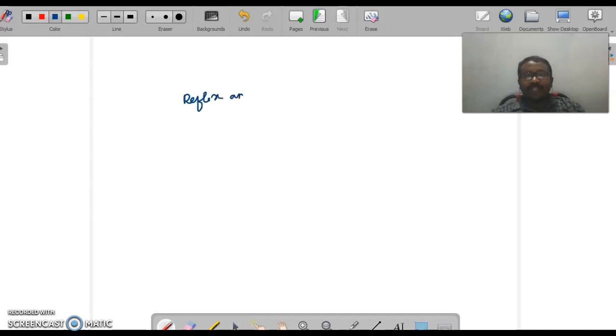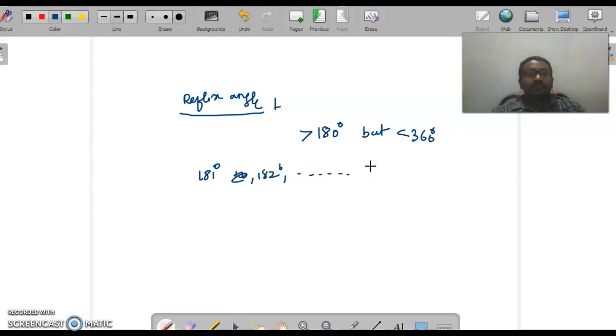So what are reflex angles? The angle which measures greater than 180 degrees but less than 360 degrees, means we have to take the angles 181, 182 degrees, and so on up to 359 degrees. Such angles we can name as reflex angles. So I hope you understand. So now you will understand how we can draw the reflex angle. So this is the way.